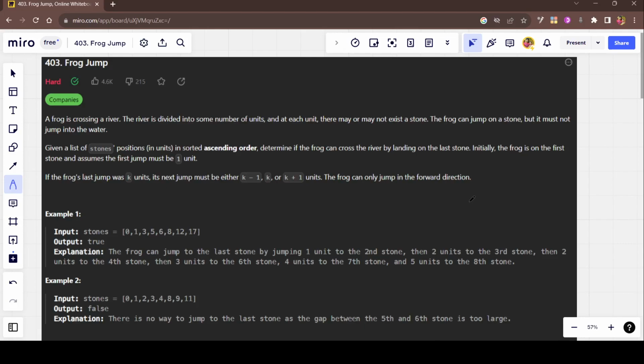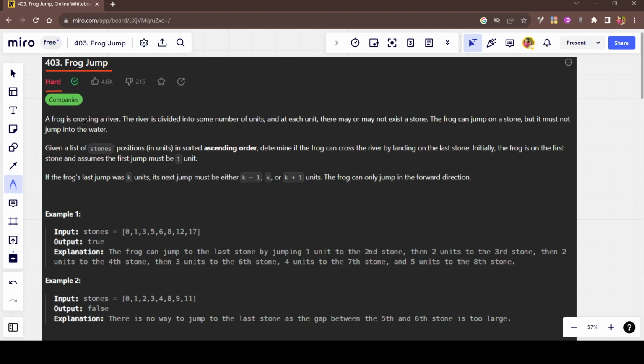Hello everyone, I am here with a new problem which is named Frog Jump on LeetCode. This is today's LeetCode problem of the day, and this is marked hard, but I think it is not a hard question. If you consider recursion and dynamic programming, it is a basic problem of dynamic programming. Okay, now first let's go through the problem statement.